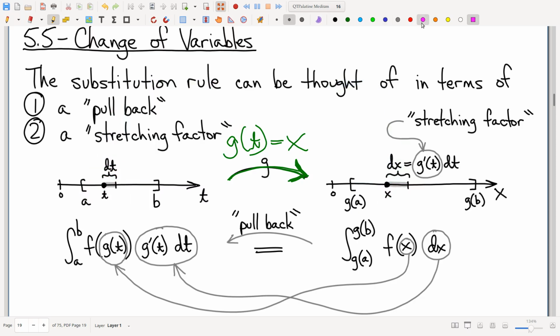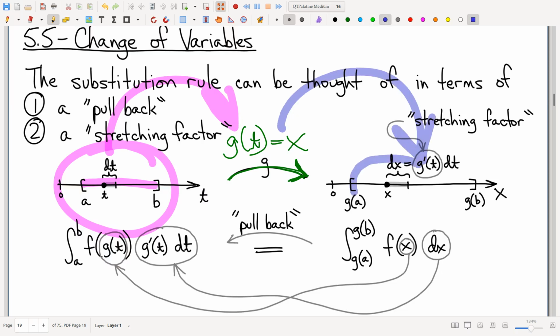I'll point out that I could take all of the points in an entire interval from A to B. I could plug all of those in. And all of them would give me outputs, and they would output a different interval on the x-axis, starting at, let's say, G of A, and ending at G of B. Right? Does everybody believe in that? All right. Okay.